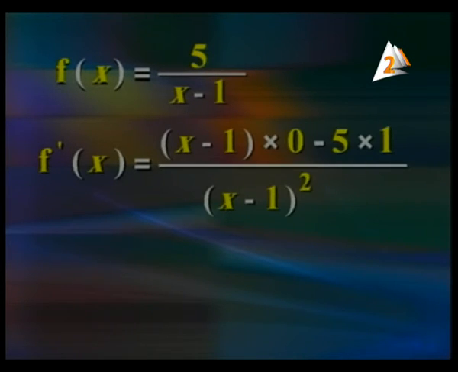Remark, dear student: f of x equals 5 over x minus 1, what is f dash of x? In this case, we differentiate this function using the quotient rule: denominator times derivative of the numerator minus numerator times derivative of the denominator, over denominator squared. f dash of x equals x minus 1 times 0 minus 5 times 1 over x minus 1 all squared. The derivative is negative 5 over x minus 1 all squared.